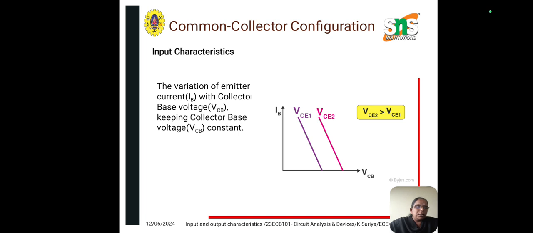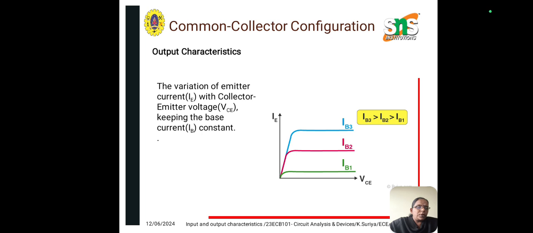Here the input characteristics is the variation of the emitter current with the collector base voltage, keeping the collector emitter voltage constant as shown here. So VCE2 is greater than VCE1. And the output characteristics is the variation of the emitter current with the collector emitter voltage, keeping the base current IB as constant. So IB3 is greater than IB2 is greater than IB1.